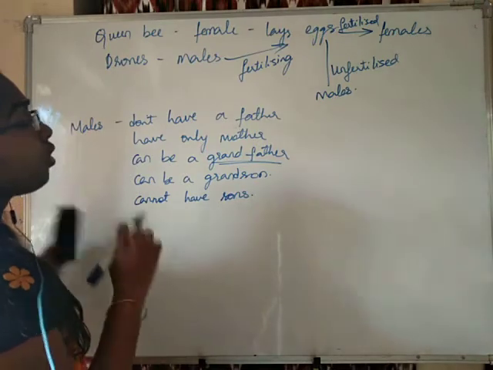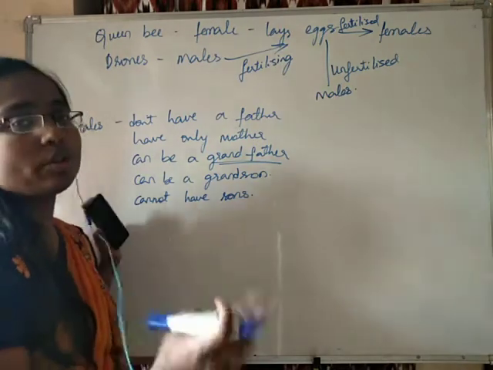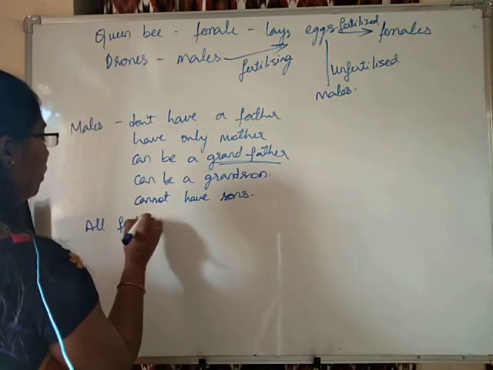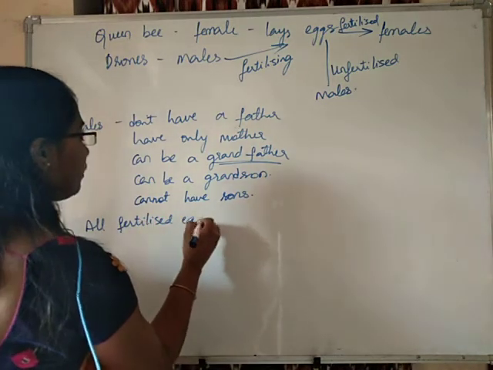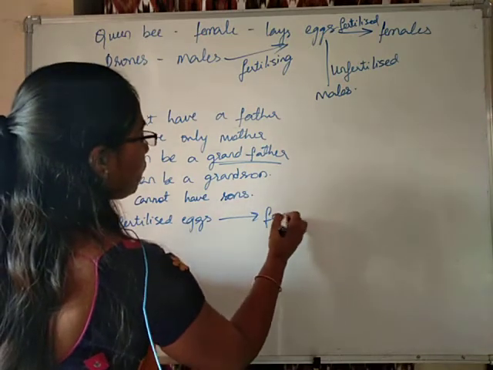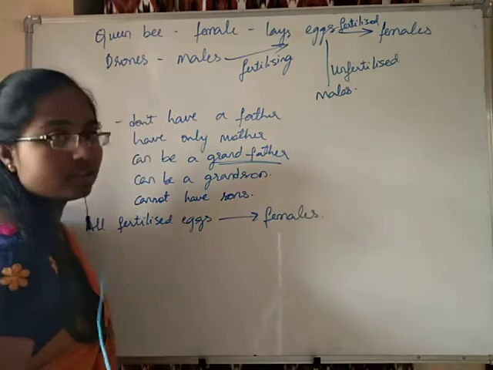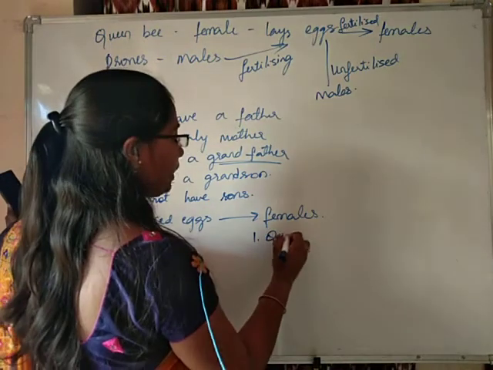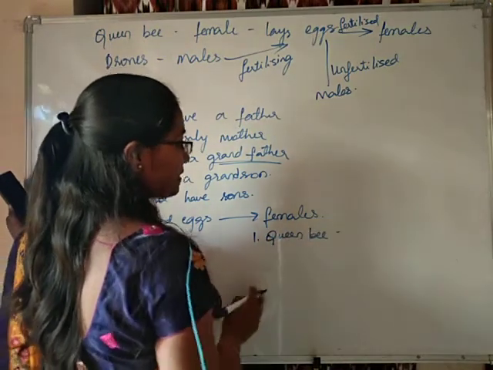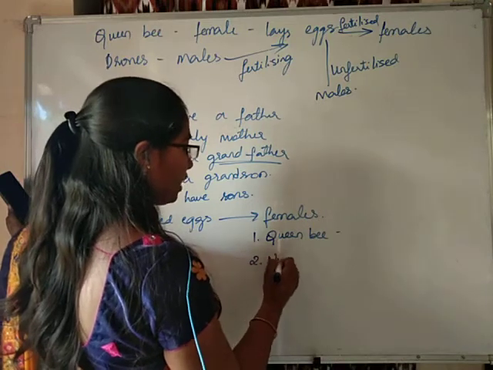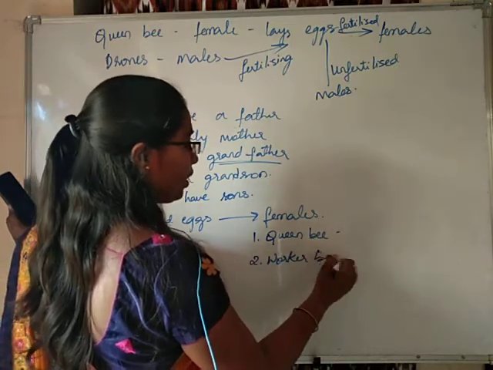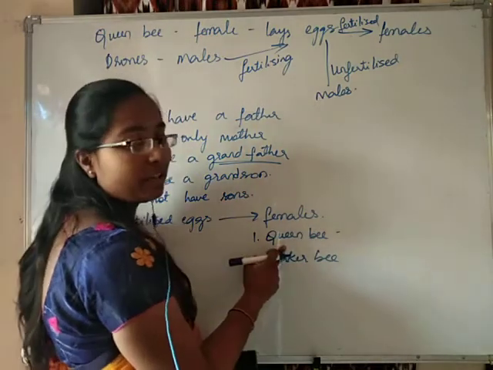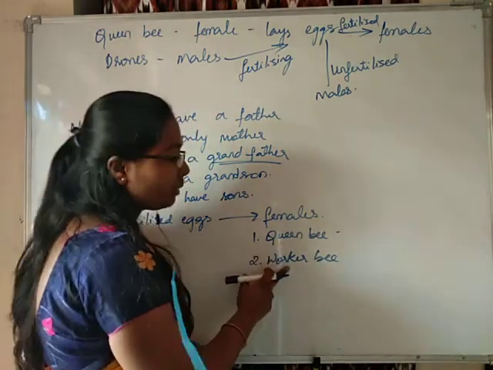See, all fertilized eggs will result in the formation of females, right. But these females are of two different classes. The first one is queen bee, and the second one is worker bee. Both are females only. Queen bee is a female, worker bee is also a female. So when is a female becoming a queen bee? When is it becoming a worker bee?